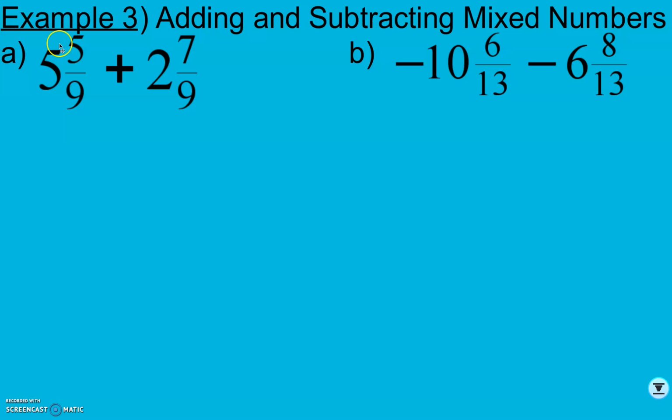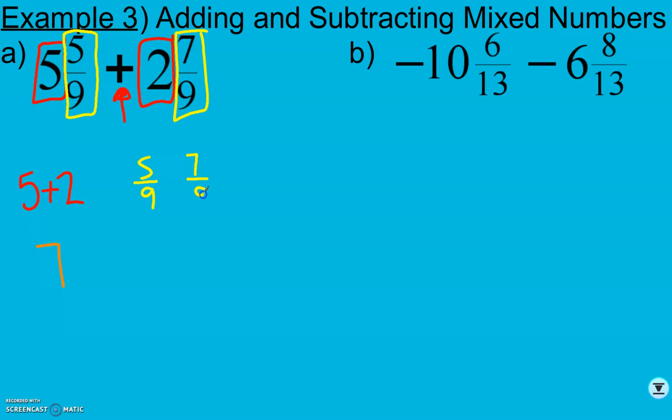Here I'm going to treat these as two separate things for now. I'm going to take my whole number parts, 5 and 2, and add them, which gives me 7. Then I'm going to take my fraction parts, 5 over 9 and 7 over 9, and add them. Because I have a common denominator, I keep that denominator, and I perform the operations on my numerator.